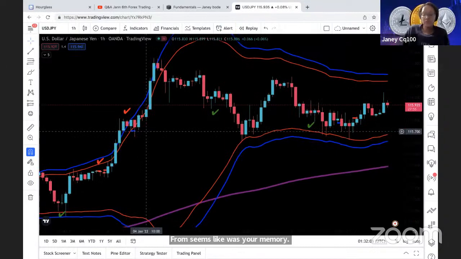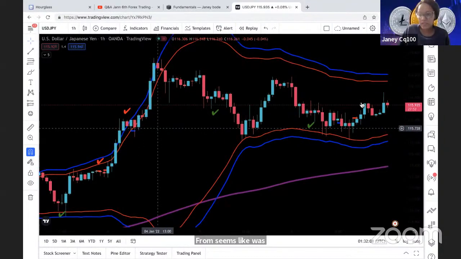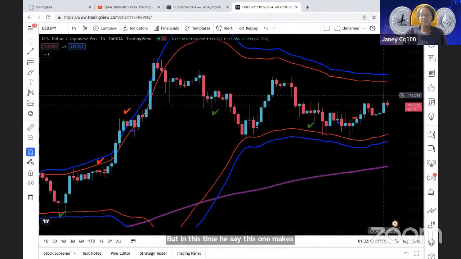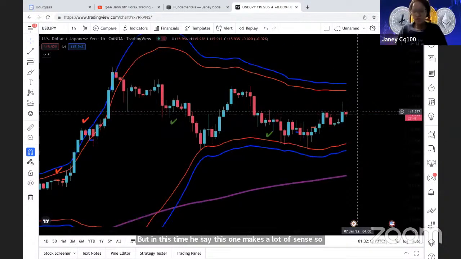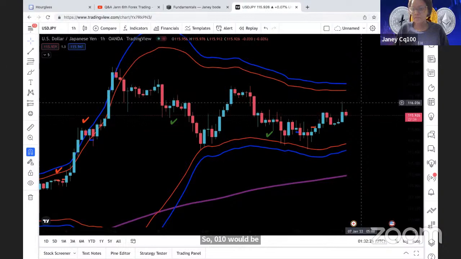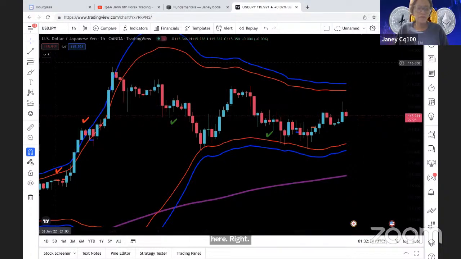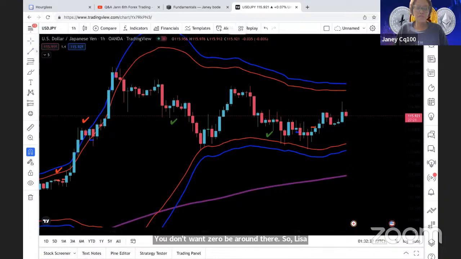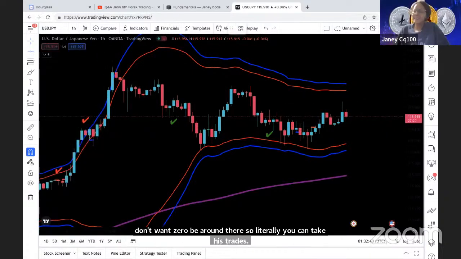Nas Vasquez also has another one, and this one makes a lot of sense. He says 116.010. That totally makes sense. You see how our graph is around that area? 010 would be around here, right? Around there. So literally you can take his trades. Yeah, I think the other one is a typo.